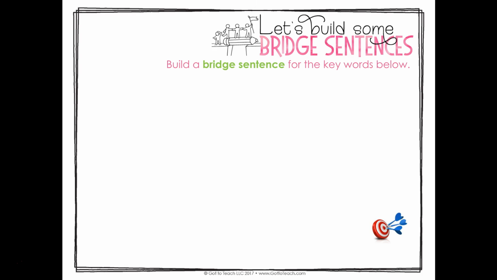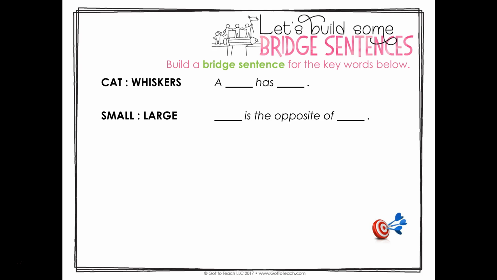So, let's build a bridge sentence for the keywords below. Cat is to whiskers. All right, our bridge sentence is a blank has blank. Use your worksheet to see if you can complete that sentence. Small is to large. The bridge sentence would be blank is the opposite of blank. Try to complete the word sentence.